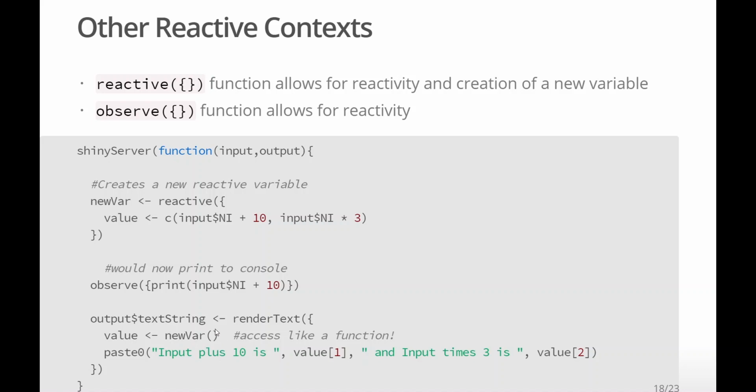So we're just going to do new var, open close parentheses, and it's going to grab the result of this here. And again, it's grabbing the result of this because this is the last code we ran. So it's going to return a vector with two things in it. Now observe, on the other hand, is going to again create a reactive context, but it's not going to actually save anything for later use or anything like that. So this observe here would just print this to the console and then be done. But it works because we're accessing an input within that reactive context.